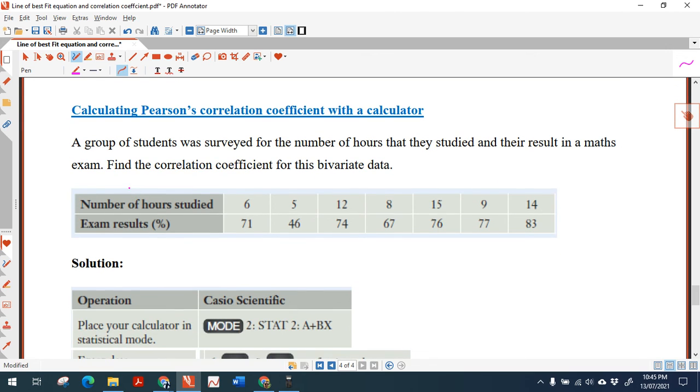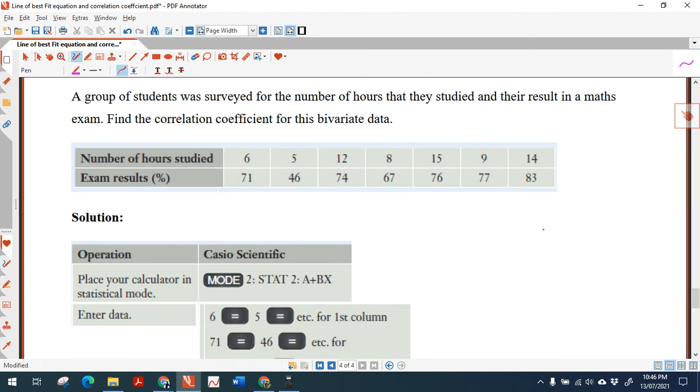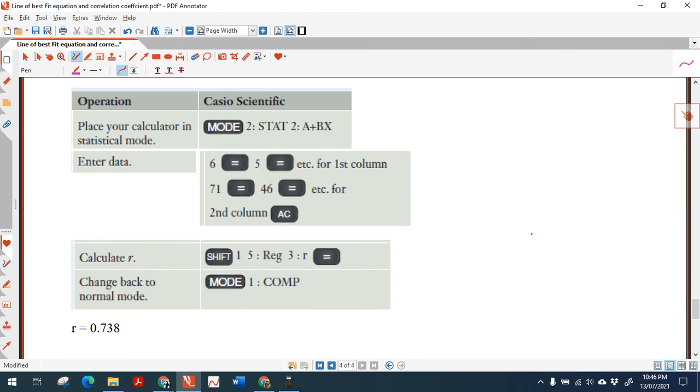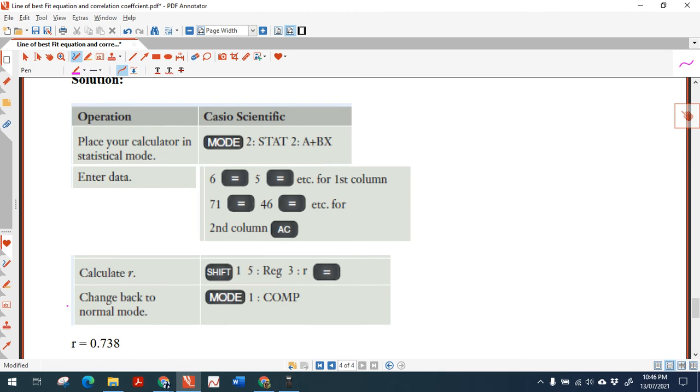Okay, now there is a calculation we can do on our scientific calculators to calculate Pearson's correlation coefficient. So here's an example. We've got a group of students who were surveyed for the number of hours that they studied and their results in a maths exam. Find the correlation coefficient for the bivariate data. So here it is. We've got number of hours studied in the top row, exam results in the bottom row. And here are the calculator instructions. If you do it right, you should get 0.738.